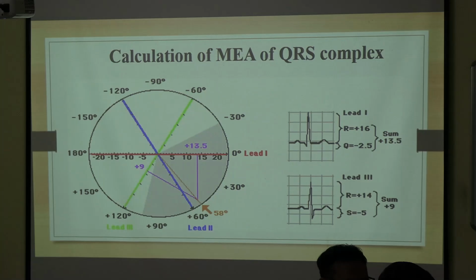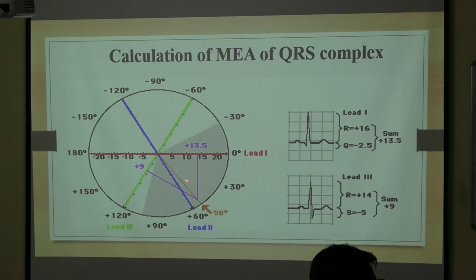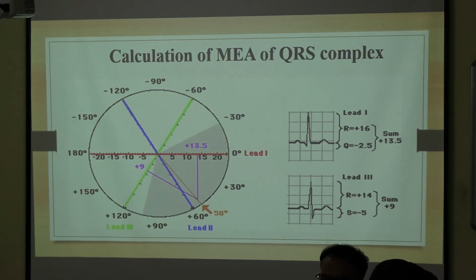Then you have to interconnect. Actually it can be done using any leads. If you know the vector, it can be done in any. You can take lead 1 also, lead 2 also, any 2 leads. Lead 1 and 2 can be taken, and 2 and 3 also. After you find out, you have to draw a straight line where they connect. So here you draw a straight line at plus 13.5, then plus 9. Interconnecting these two, from the center you have to draw one line. Okay?